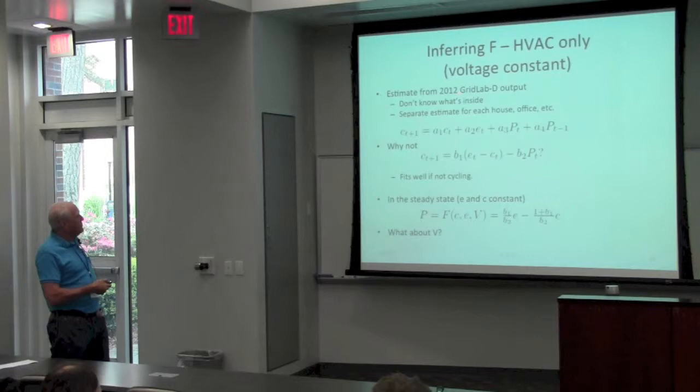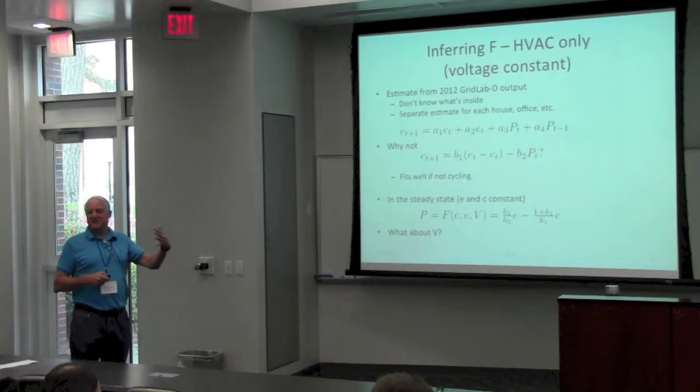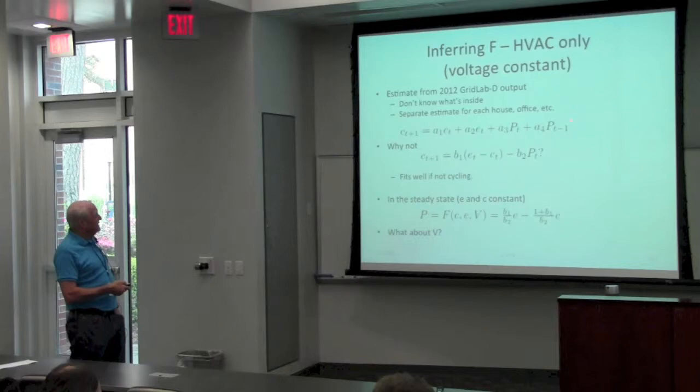It'll tell us, given what the outside temperature was, what GridLab-D says the set points were to get that kind of power flow. And we get a linear estimate for each house. There should be an i on each of these, that looks like this. If I took off this last term, it would be a simple equation.